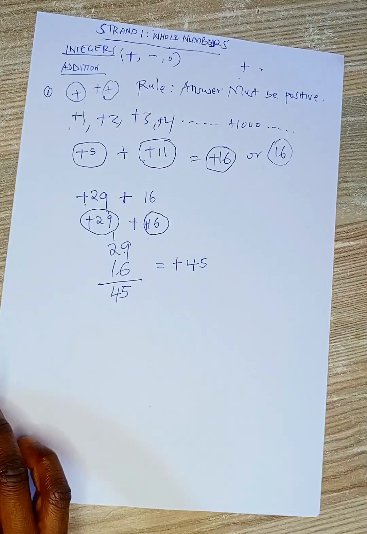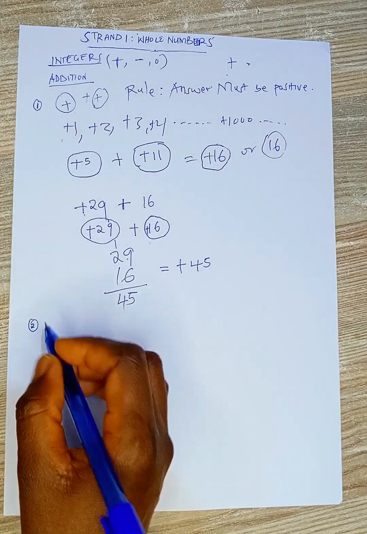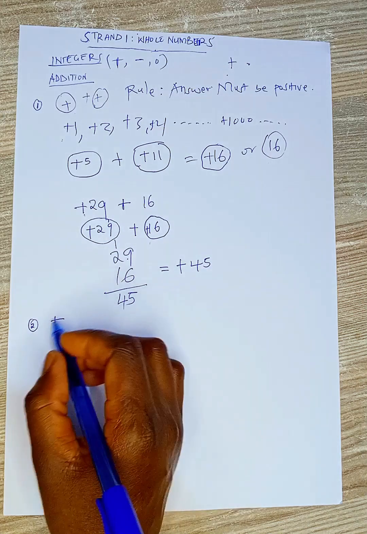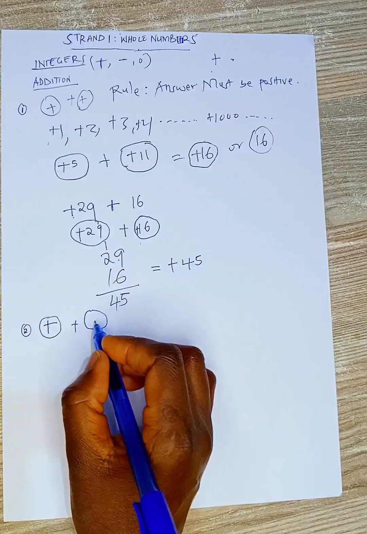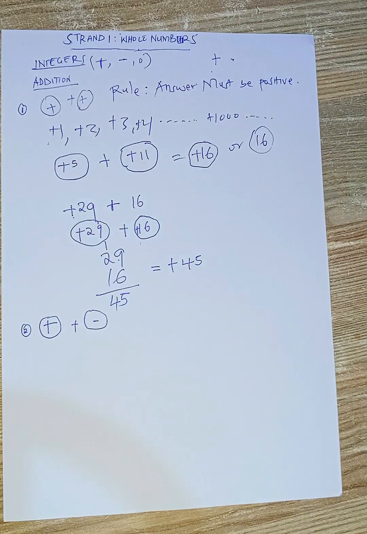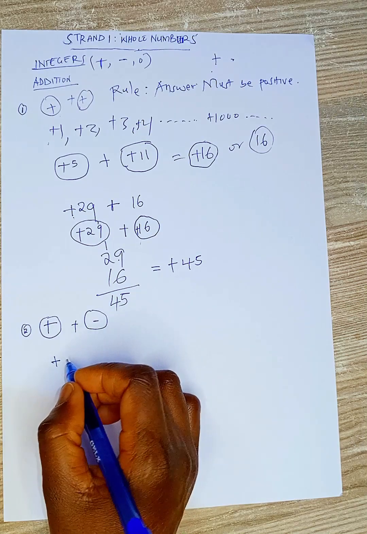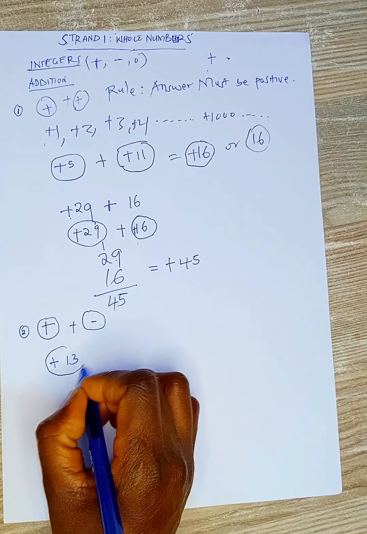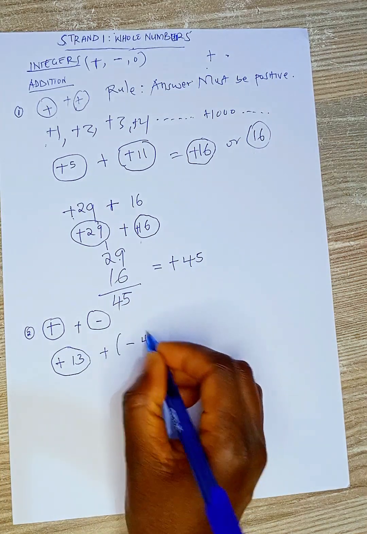Okay, now I want us to go to the addition of positive to negative. We are adding positive to negative. That is what I want us to look at. For example, you can be adding positive 13, and then we add negative 4.